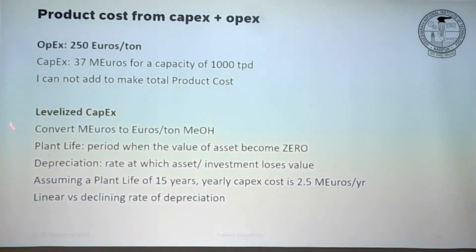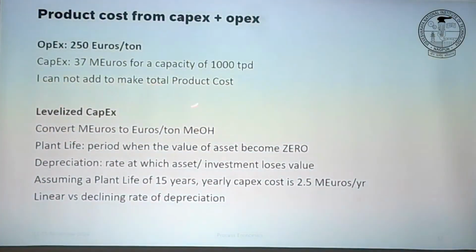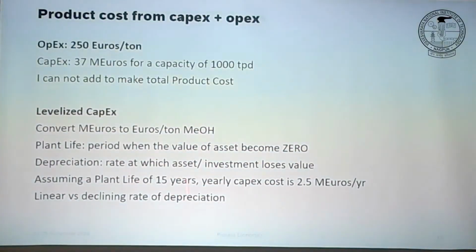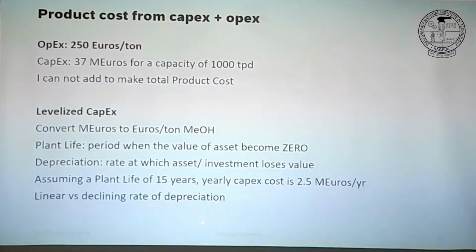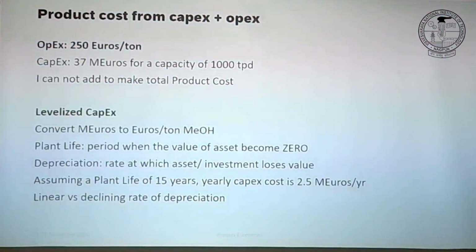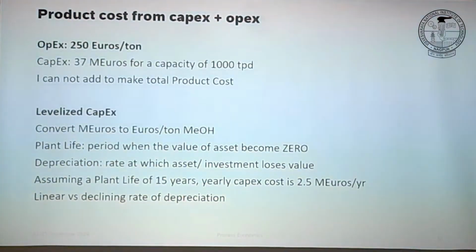So how do we convert, as we already said, we cannot add capex and opex to come up with the total product cost. Capex is an absolute number, million euros, and our opex is euros per ton or euros per hour. It's never just euro; it's either specific to your product or specific to time, which can both be related via production rate.